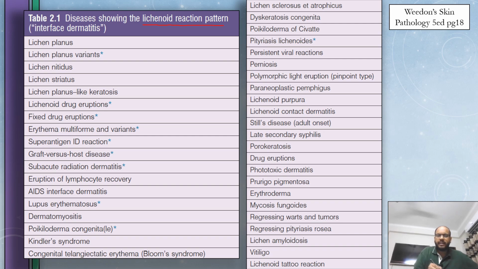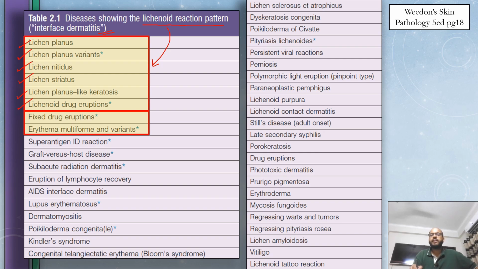So lichenoid reaction pattern, and in fact, Weedon's has also used the term interface dermatitis interchangeably, but Weedon's also tells you that there is a subtle difference, and all the differences have been highlighted in the video. So let's start with Lichen Planus variants like Lichen Nitidus, Lichen Striatus, Lichen Planus-like keratosis, lichenoid drug reaction. So if you group them together in Lichen Planus and its variants and lichenoid disorders, you will be easily able to remember that lichenoid reaction pattern and the lichen diseases in which it is seen. So here I've easily given you 6 examples.